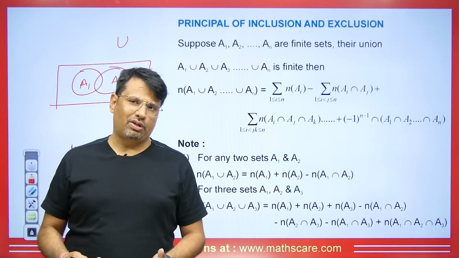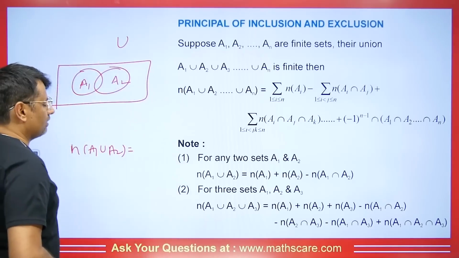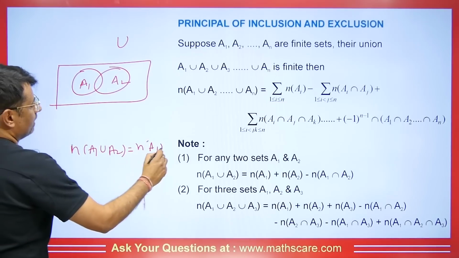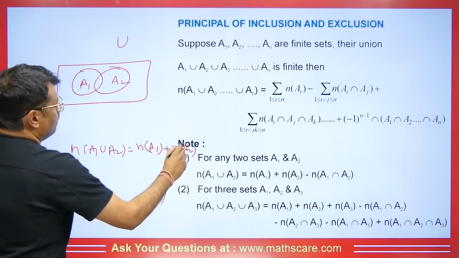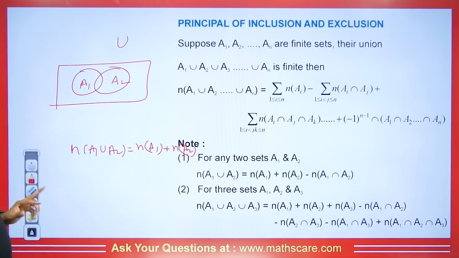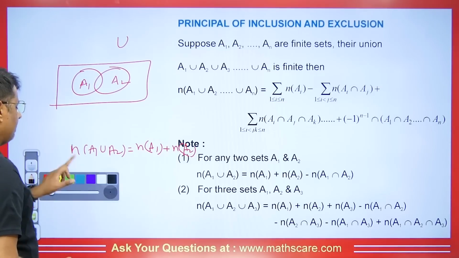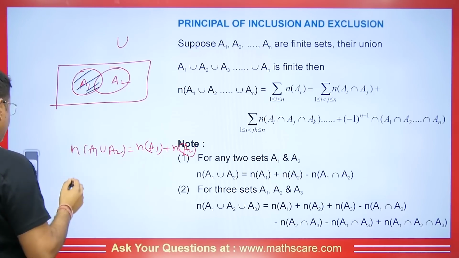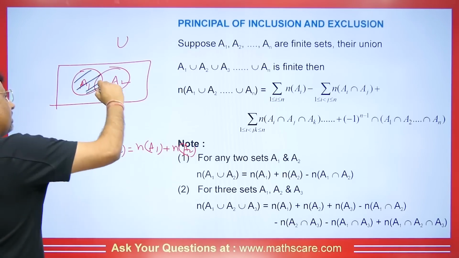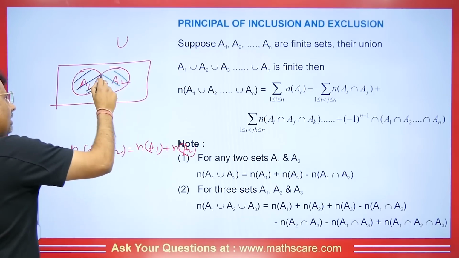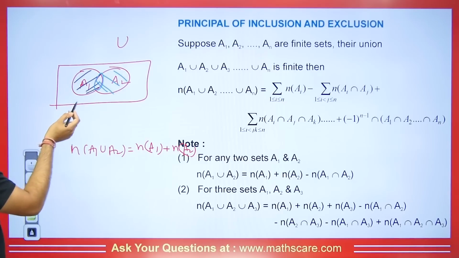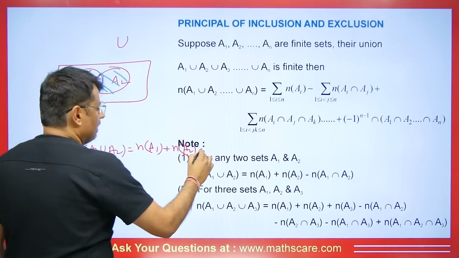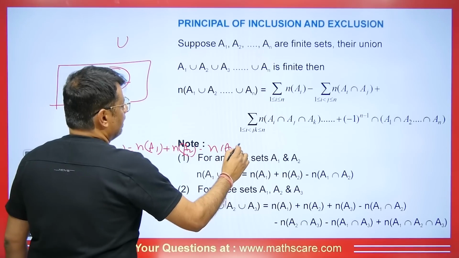So while finding A1 union A2, we consider all elements in both A1 and A2. While considering elements of A1, we will have all these elements. Similarly, while considering elements of A2, we will have all these elements. Clear? As you can see, we are counting some elements twice, once from this side and once from that. To rectify the double counting error, subtract the double counted elements. This is why we deduct A1 intersection A2.